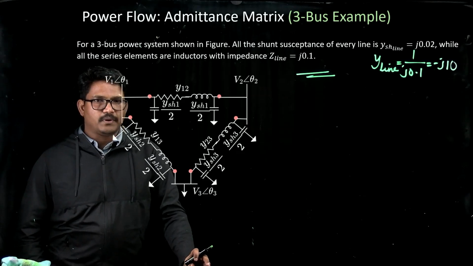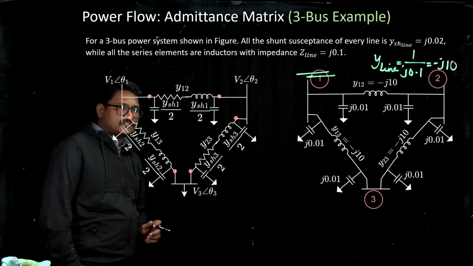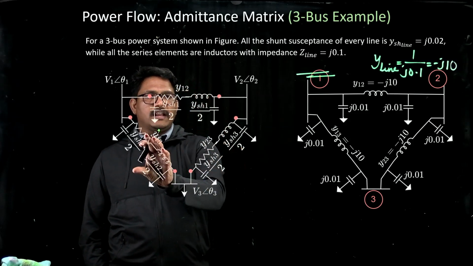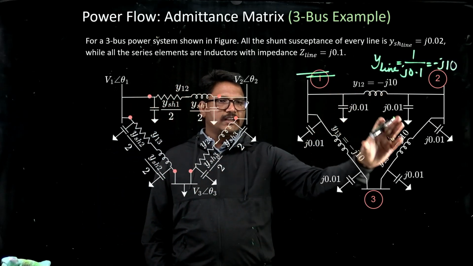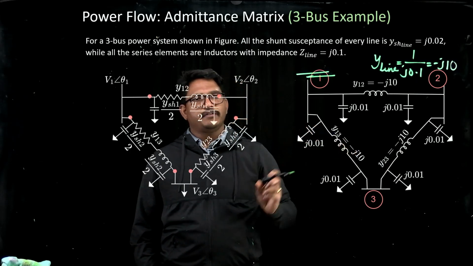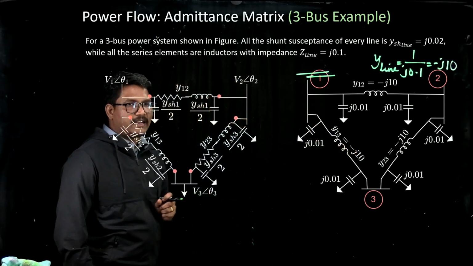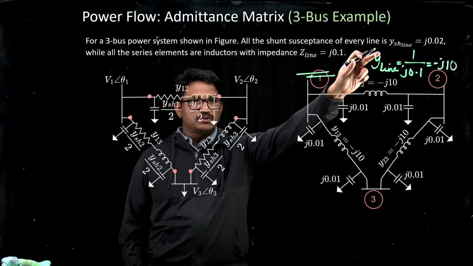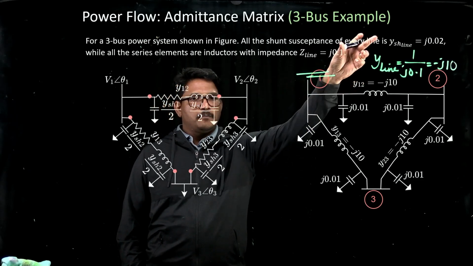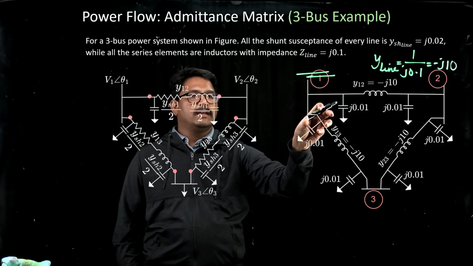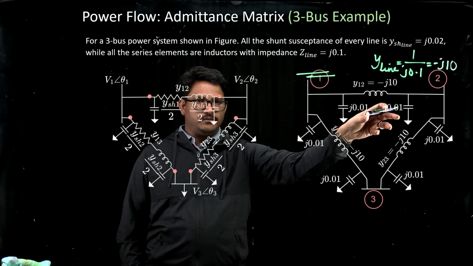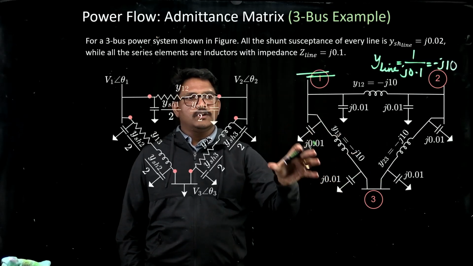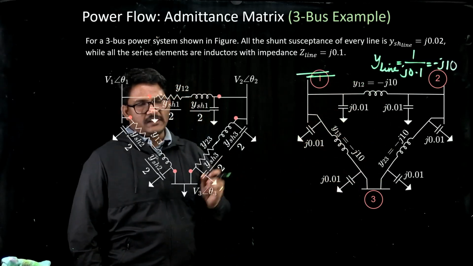So now you have all the admittances available in terms of series components as well as shunt components, then populate them on the system. All the series admittances for the 3 lines are minus j10, because we are given that all 3 lines are identical. The shunt susceptance is given as j0.02, so that j0.02 has to be split, half at the beginning of the line and half at the end of the line. That has to be populated for all the 3 lines that we have in the 3-bus network here.